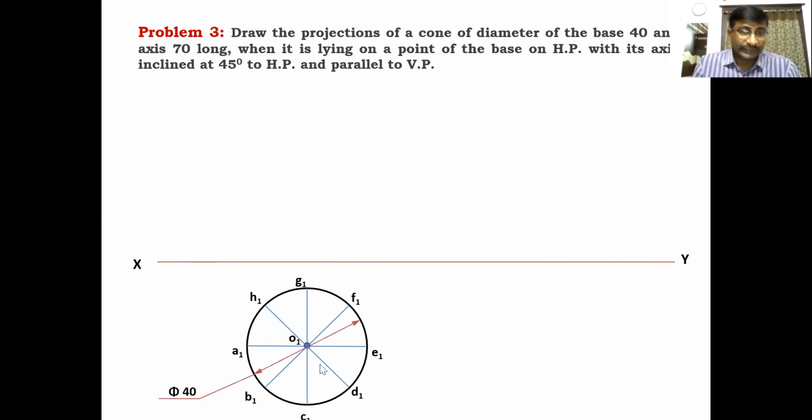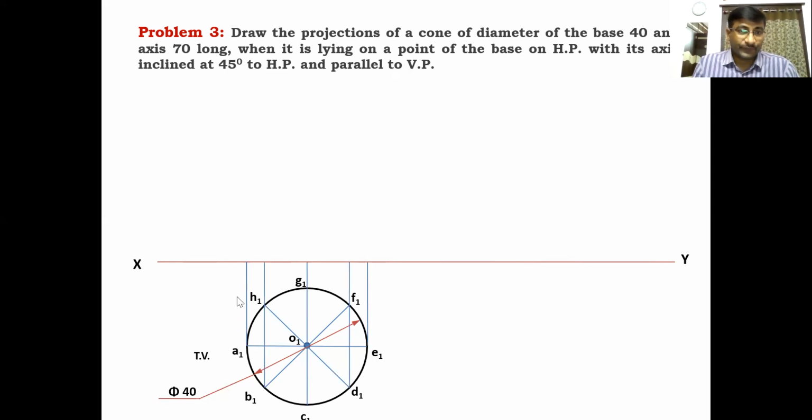After that, give the dimension of the circle, 40 mm diameter, like this. This is the top view of the cone when the axis is assumed to be perpendicular to HP. We are assuming it is perpendicular to HP, but the axis is actually given at 45 degrees inclination with HP. So in the first stage, we are assuming the axis is perpendicular to HP.